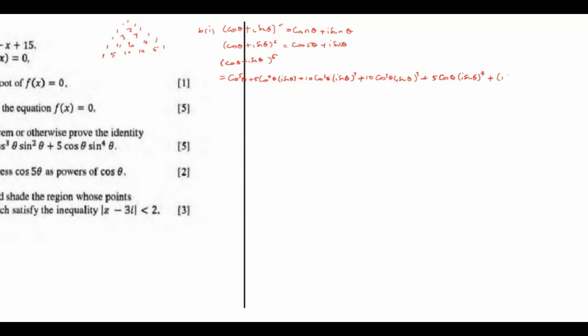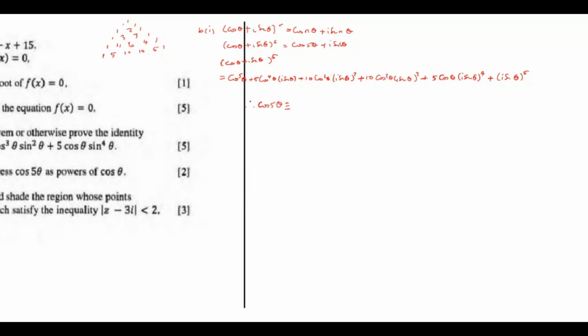Then we know that if complex numbers are equal, it therefore means their real parts are identical, and their imaginary parts will be identical. So in this case, we can now conclude that cos 5 theta, which is the real part, will be identical to the real part of this expansion, and the real part is the one which is not having i.